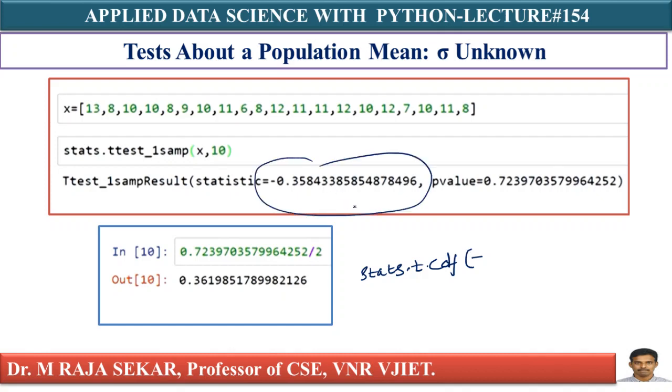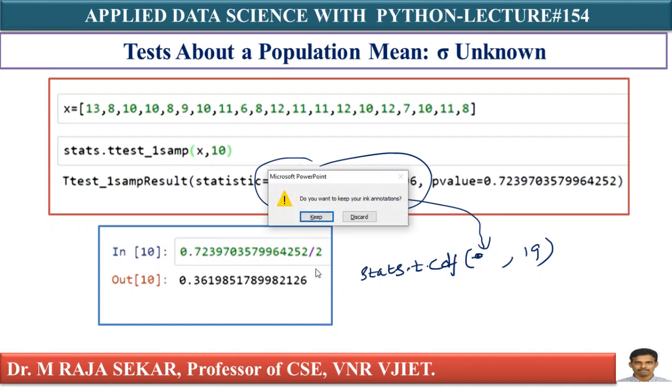Just keep here minus 0.3 comma n minus 1. N is the sample size, 20, so 20 minus 1 means 19 degrees of freedom. If I execute this stats.t.cdf, what will I get? I will get the p value. Anyway, I will show this with the help of Jupyter Notebook, so that you can understand.